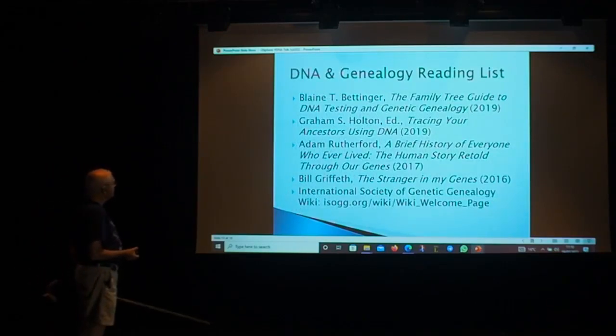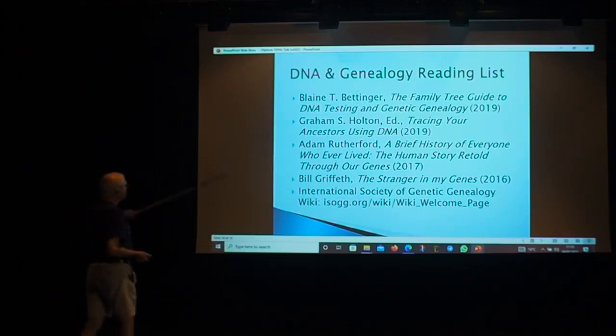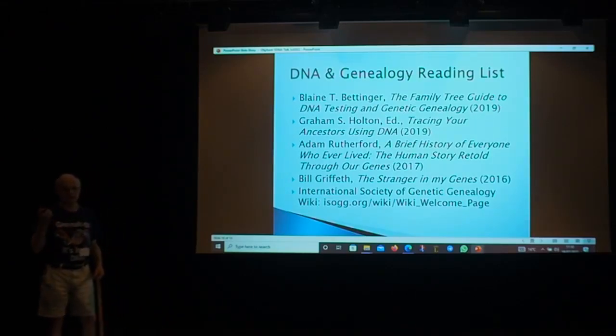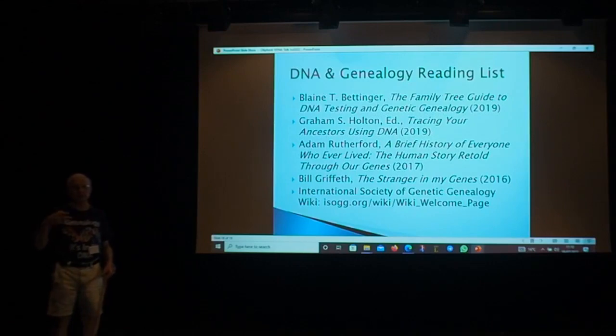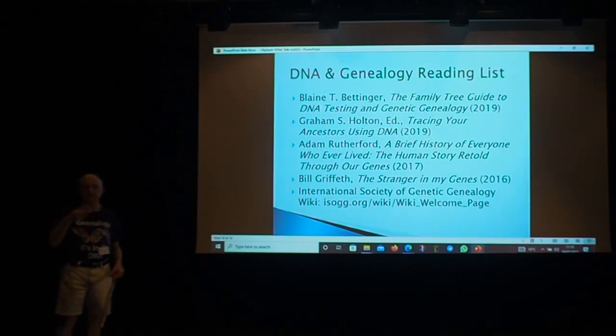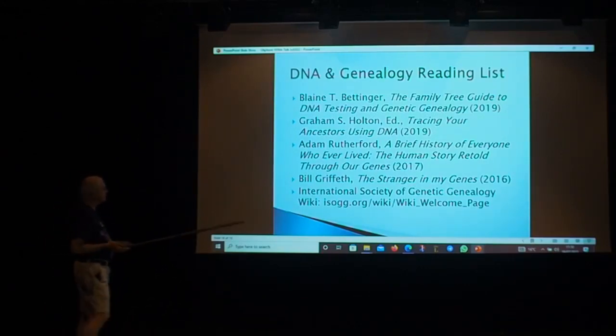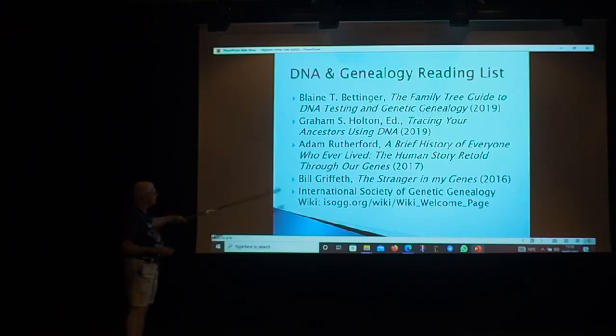So this is a little reading list for you. The first two books are recent overall books on using DNA for genealogy purposes. I would read a recent book, not the old books. This is a fast-changing field, so get something that's up to date. This one has more to do with population genetics. I'm actually reading this book now. It looks at how people are related to each other around the world and how people migrated to North America, for example, from Asia. Bill Griffith wrote a book, The Stranger in My Genes.